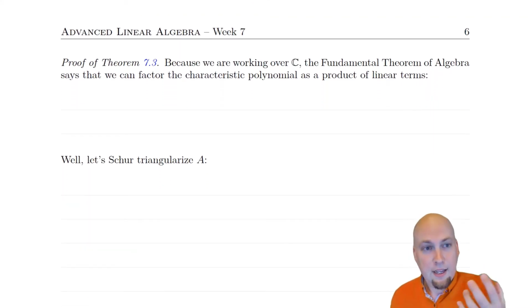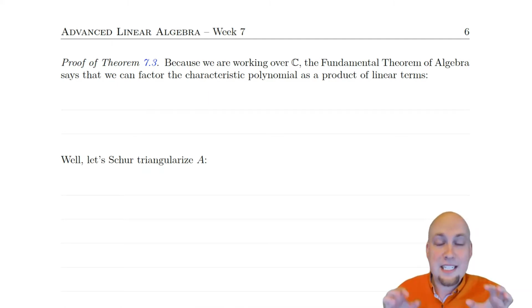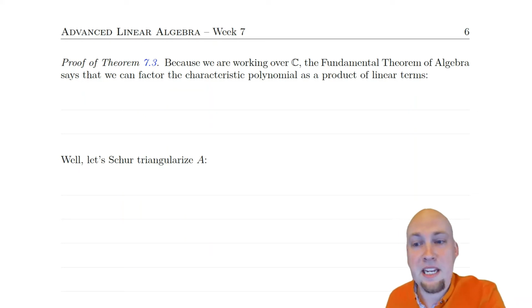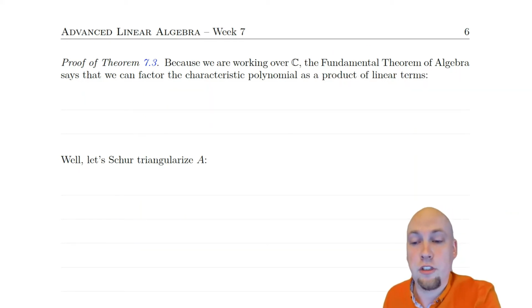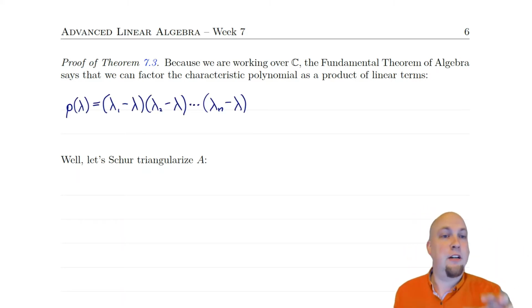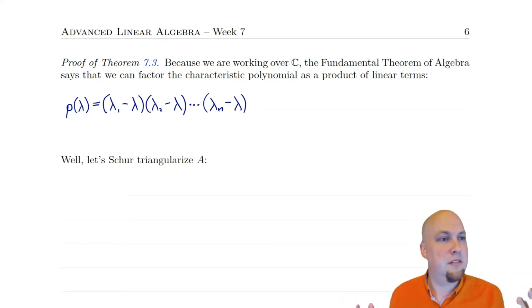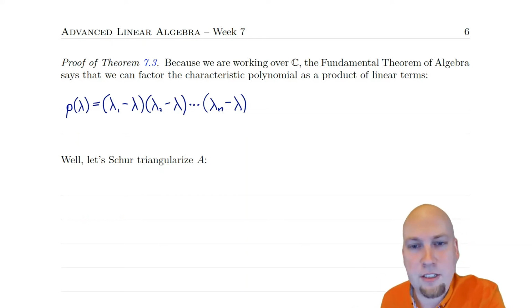Because we're working over the complex numbers, we can make use of complex-number-specific facts here. We're going to make use of the fundamental theorem of algebra, just like we did when proving Schur triangularization. It says that we're going to be able to factor the characteristic polynomial as a product of linear terms, because the fundamental theorem of algebra tells us you can find a root of this polynomial, and then you factor out that linear term.